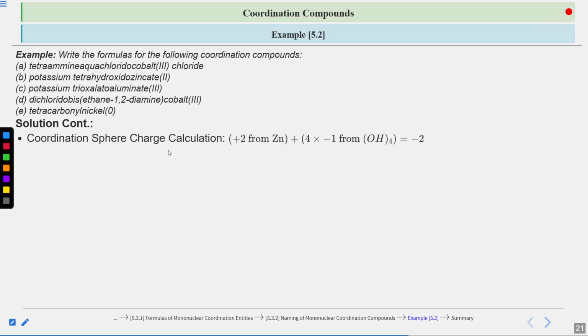Now you have to do the coordination sphere charge calculation. Plus 2 charge will come from the zinc because it has a +2 oxidation state, plus 4 times minus 1 charge is coming from the OH, that is the hydroxide ligand, because there are 4 of them and each carries minus 1 charge. When you add it, plus 2 minus 4 will become minus 2. That means the coordination complex ion is going to be [Zn(OH)4] carrying a 2 negative charge.